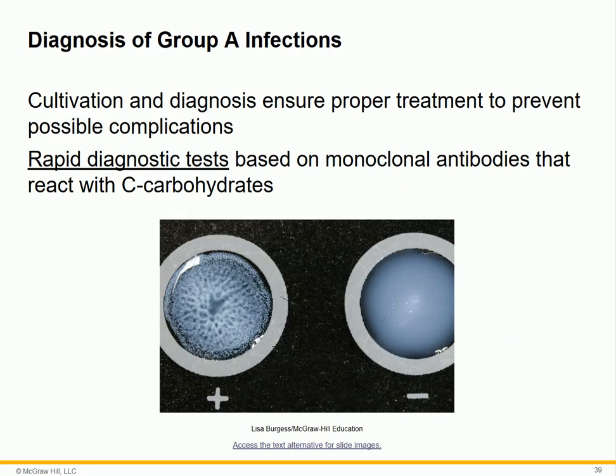So how do we diagnose the group A infections? Well, we are going to be looking at a rapid diagnostic test. We are looking for the C carbohydrates. Okay, that's, again, hence the name, group A. So here you can see a positive test where the antigen and the antibody found each other, and there is a change in the appearance. Here you can see a negative test.